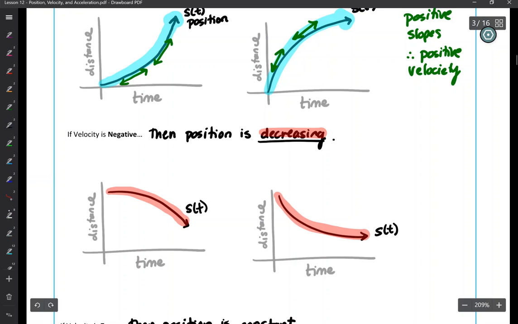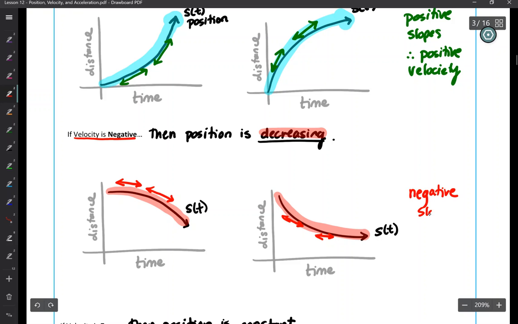And velocity is the slope of the tangent line to the position function. It's the derivative of position, and all of these slopes are negative. Negative slopes, therefore negative velocity.